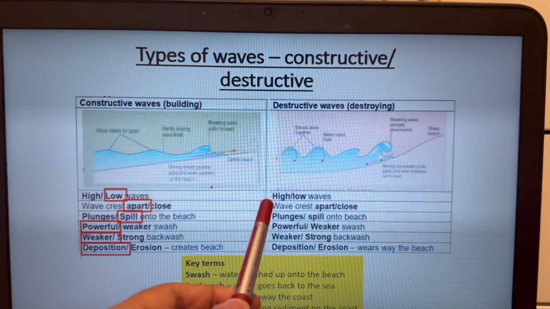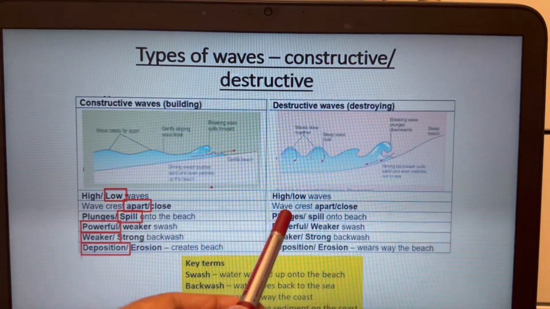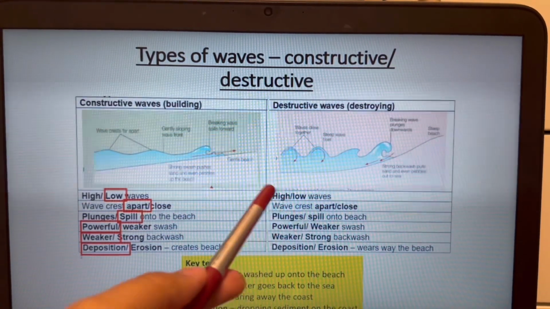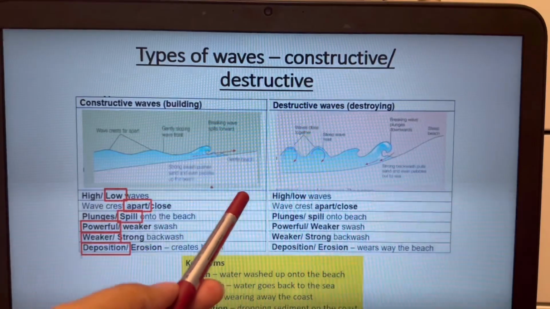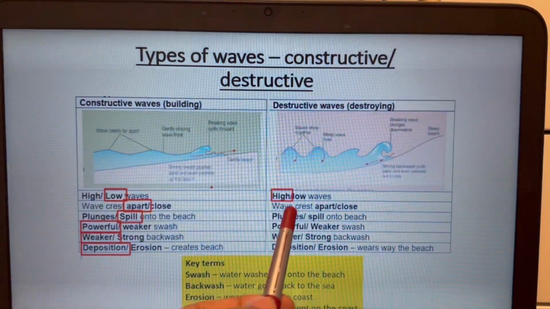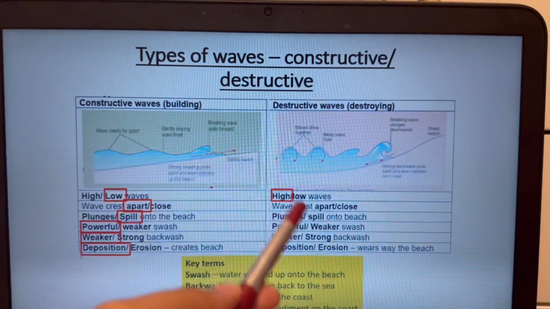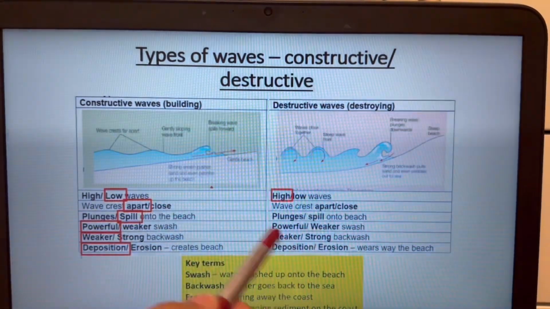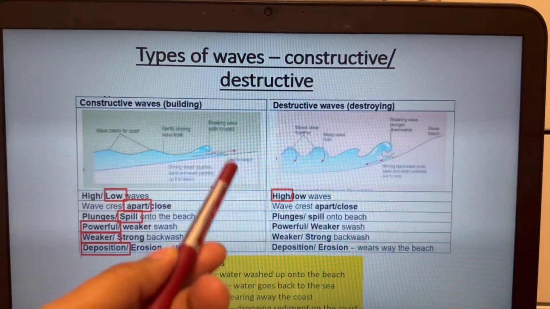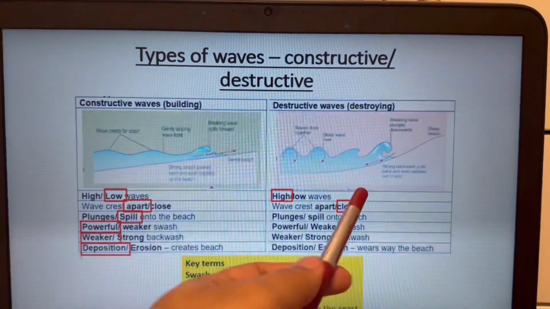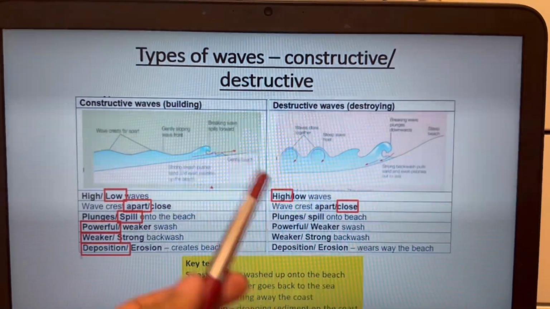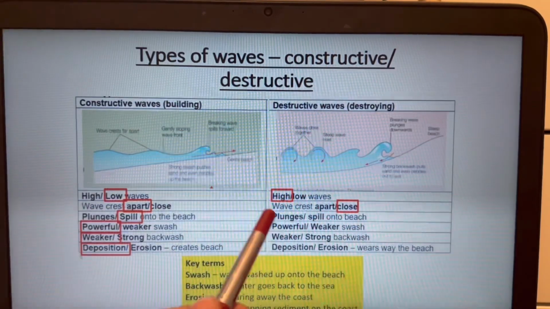In terms of the waves, are they going to be high, really powerful? If it's destructive, then of course the waves are going to be high. Now think about it. We already spoke about this, but the wave crests are going to be much closer together because it's so powerful. One wave comes after the other. It's going to be very quick. You could mention that. You don't have to know all of them. You just need to know 2 or 3, by the way.